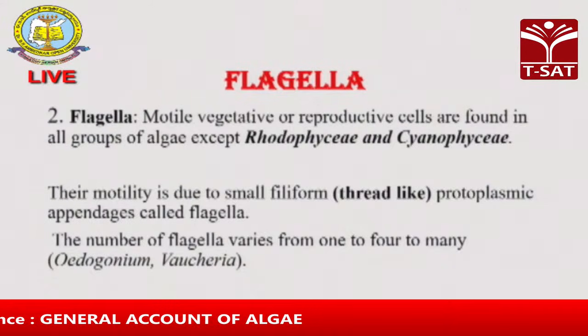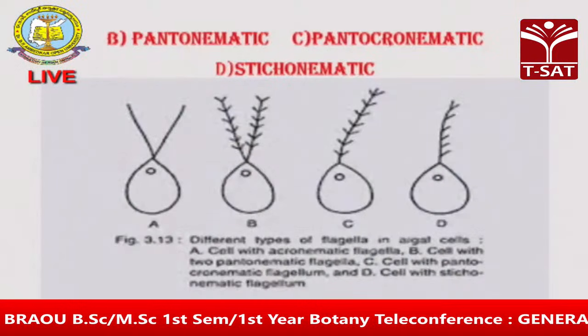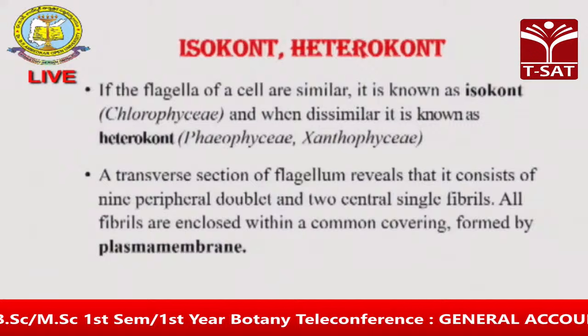A number of flagella are present even in Oedogonium as well as Vaucheria. These flagella are very important for locomotion. The flagella are of two types, pantonematic. In this type, almost all the flagella are arranged in two rows, and here you can see the smooth-walled flagella as well as the whiplash and tinsel types of flagella.